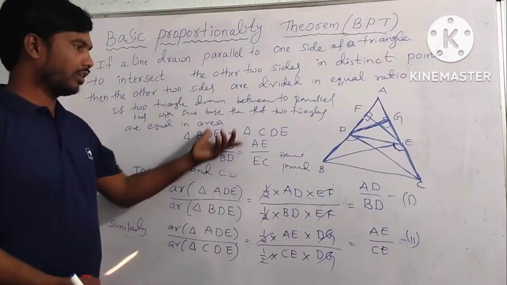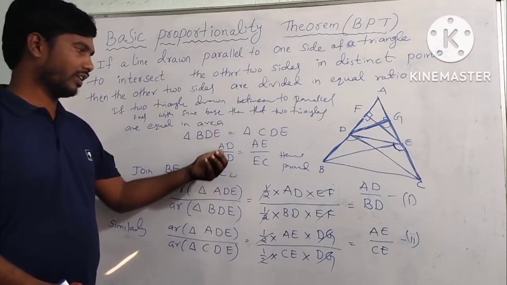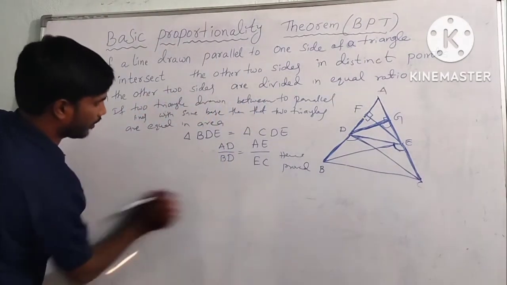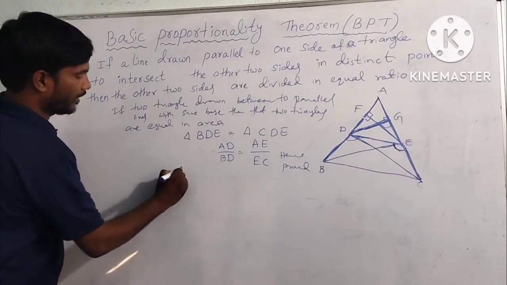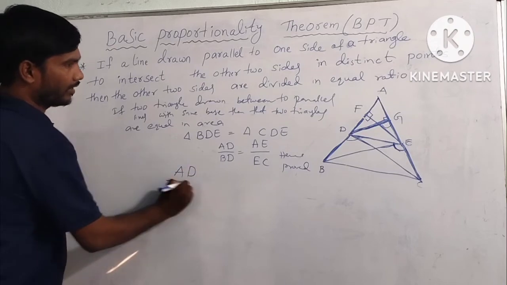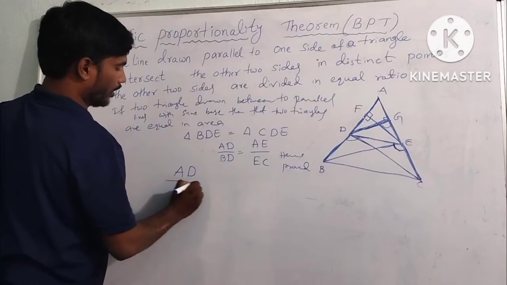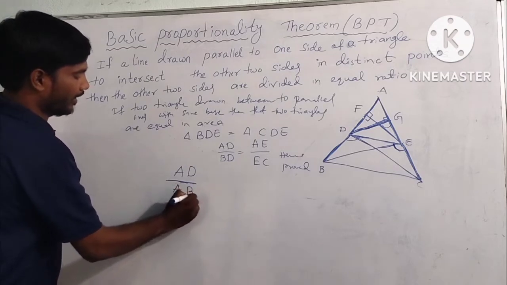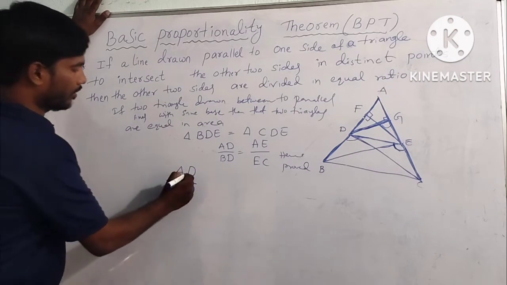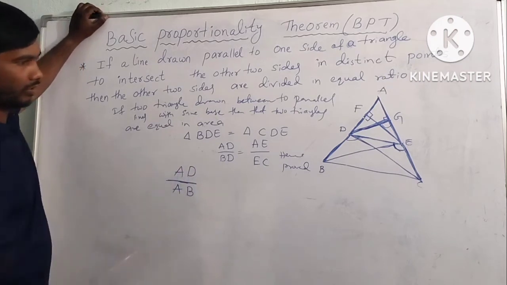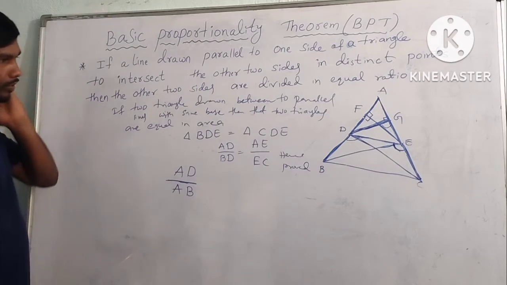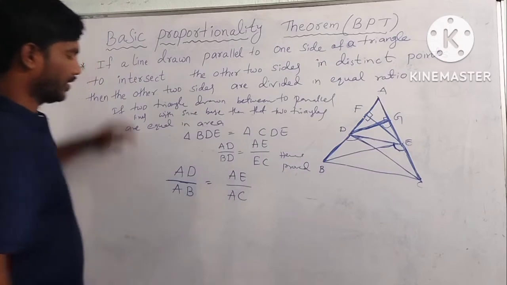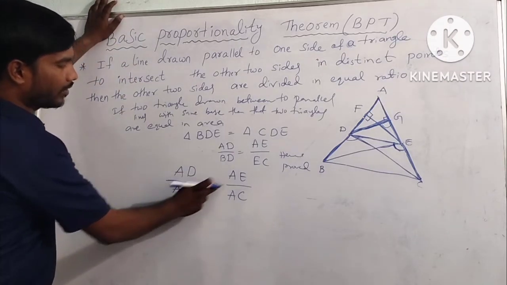So based on this, some more proofs are also there. Based on the basic proportionality theorem, some more proofs. What are those proofs? Prove that AD by total AB is equal to AE by total AC. It is asking to prove AD by AB is equal to AE by AC.